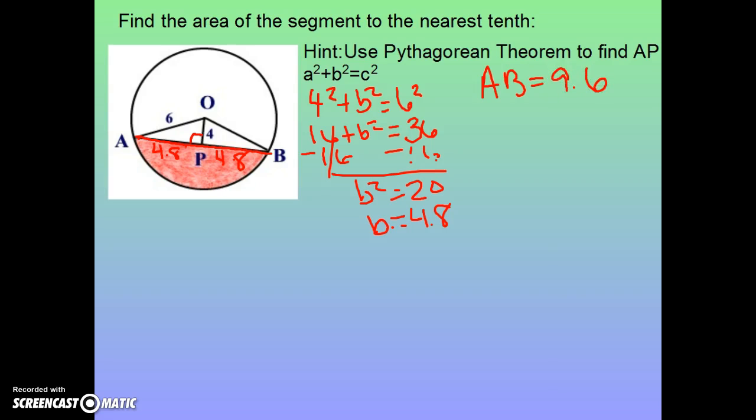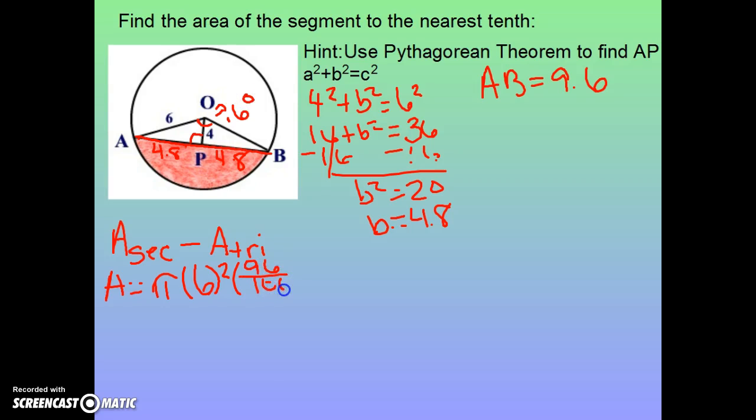So now let's go ahead and find the area of that segment. So to do that, again, I'm going to find the area of my sector, and I'm going to subtract the area of the triangle. So the area of the sector is going to be pi times my radius is 6 squared times the measure of my central angle, which should be 96 degrees over 360.